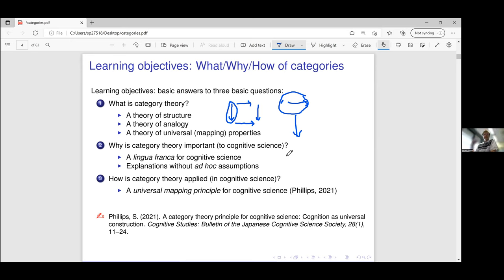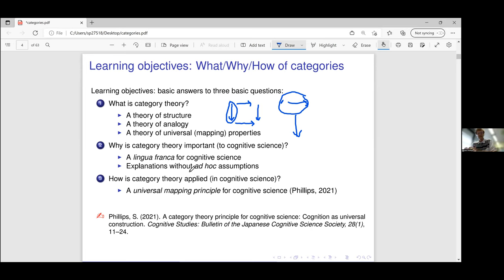And one explanation I said was as a lingua franca. And the unifying theme to highlight this perspective is the notion of a commutative square, giving a sort of geometrical perspective on the unifying link between all these concepts I introduced.